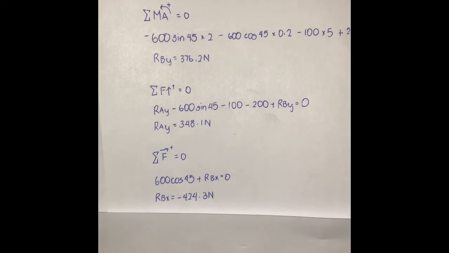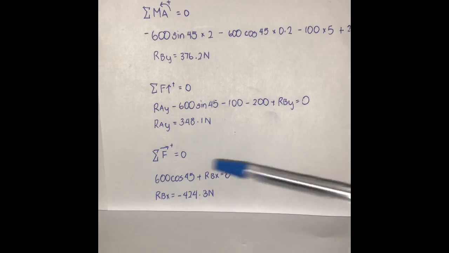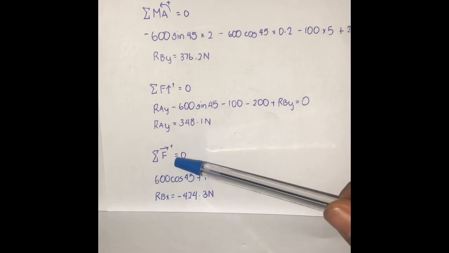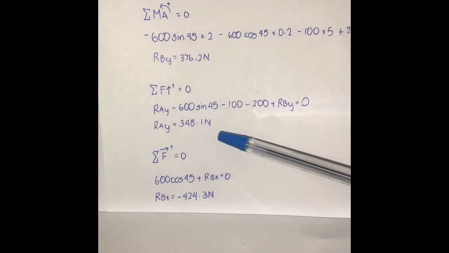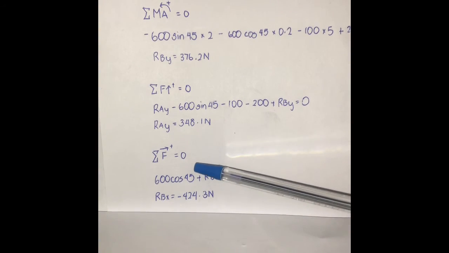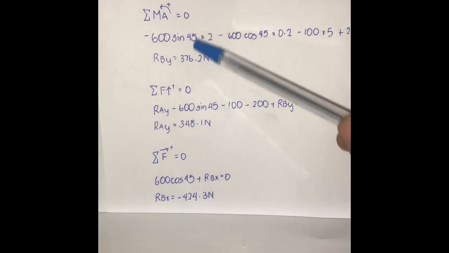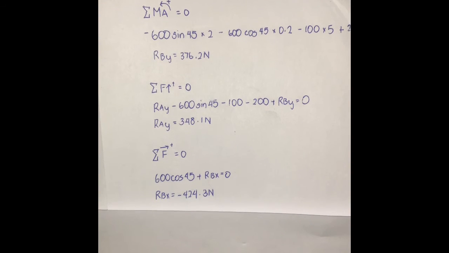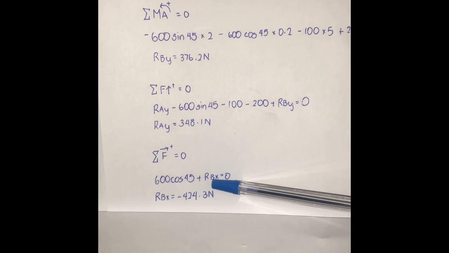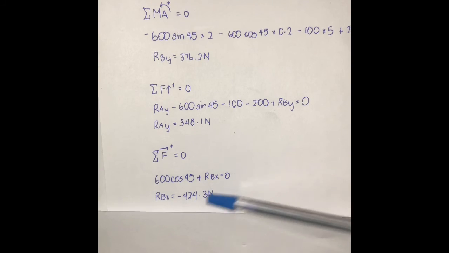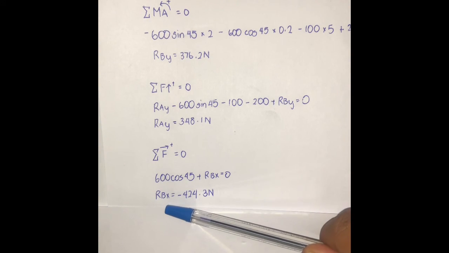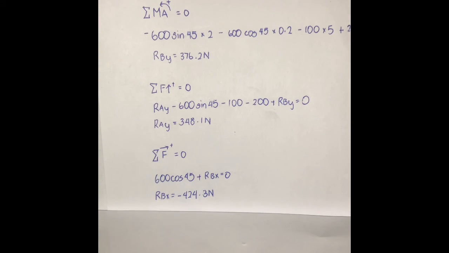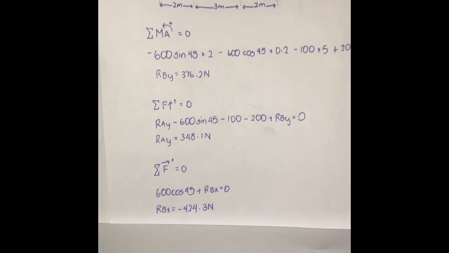So now let's go ahead and solve for the summation of forces for the horizontal direction. And let's take the right to be positive. Equate that to 0. We get 600 cosine 45 plus RBX equals 0. That leaves us with RBX equal to negative 424.3 newtons. That's it for this tutorial.